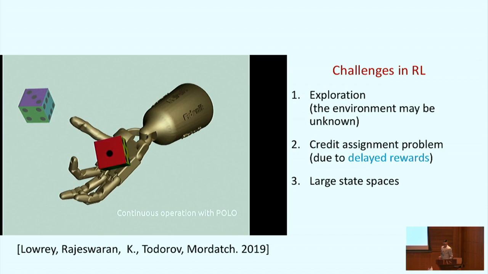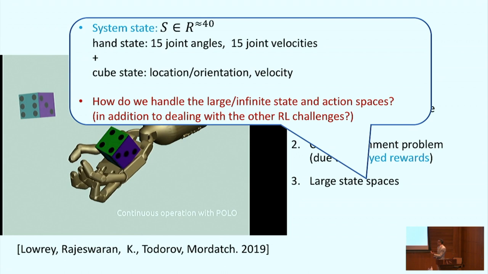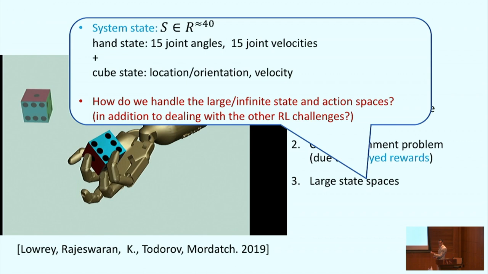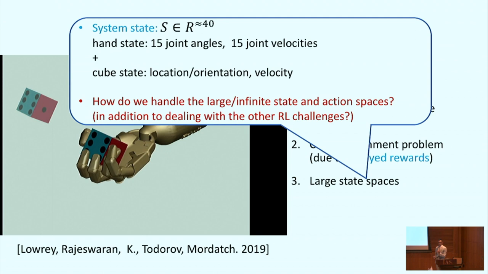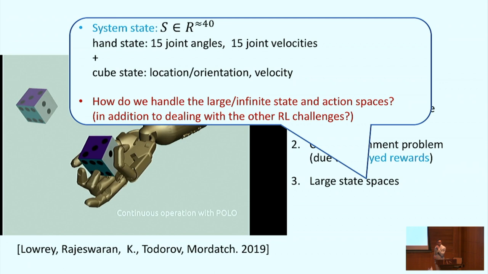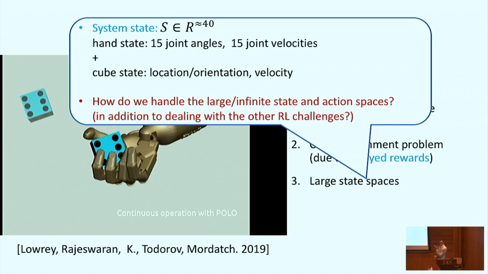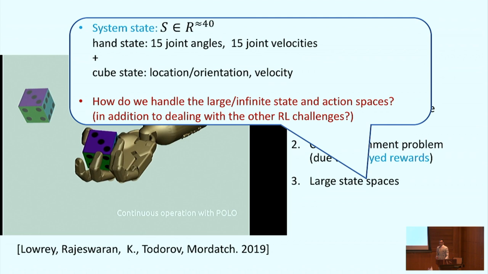Okay, and this is a very large state space because we've got the state of the hand, which is about, you know, like 15 joints, and we've got the velocities of the hands. We've also got the state of the cube, which is the position of the cube, its orientation and velocity, and these are all continuous states on top of that. Okay, so in addition to handling these first two challenges, which is exploration and delayed reward, there's a question of how do we handle these large and infinite state spaces? And this is really one of the modern challenges in practical reinforcement learning systems.